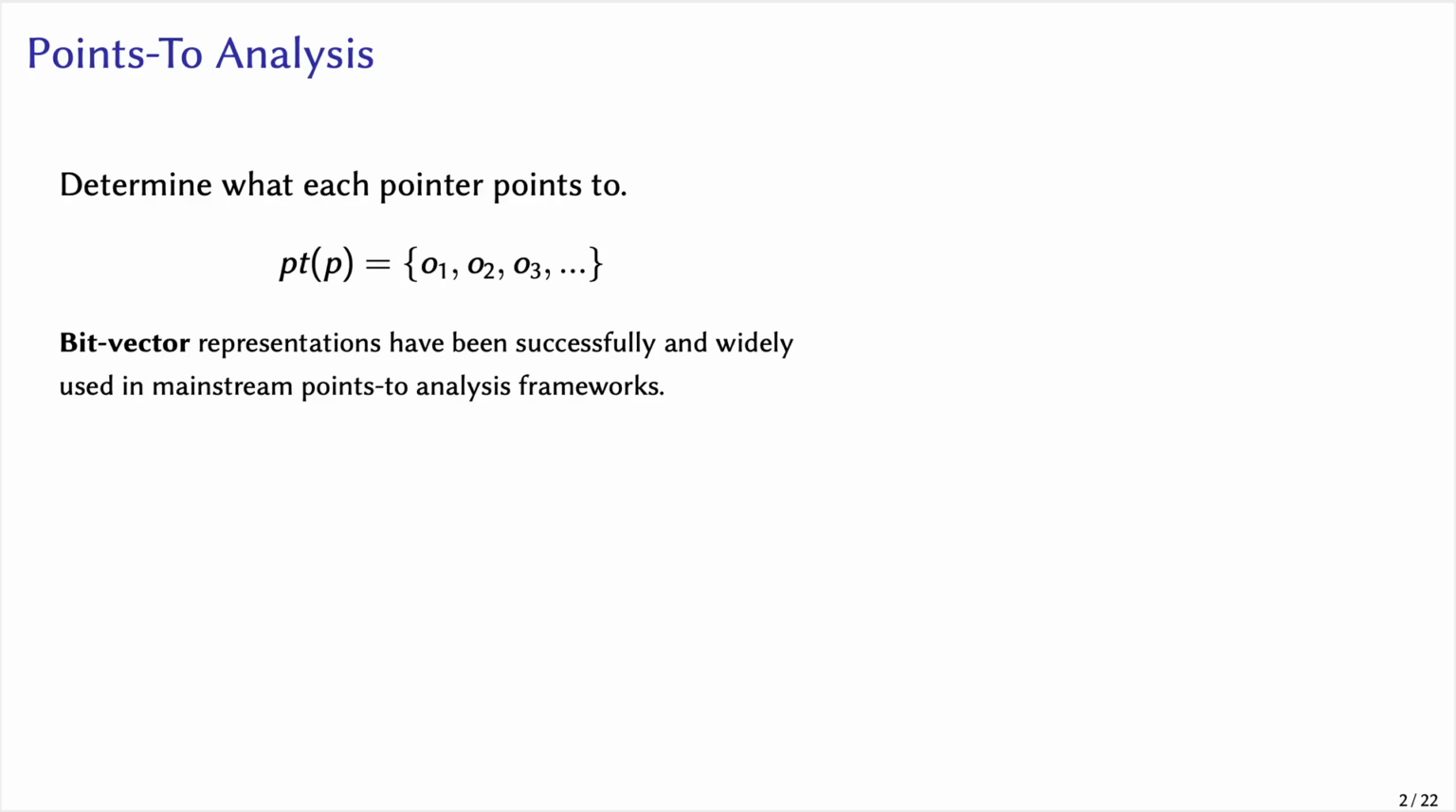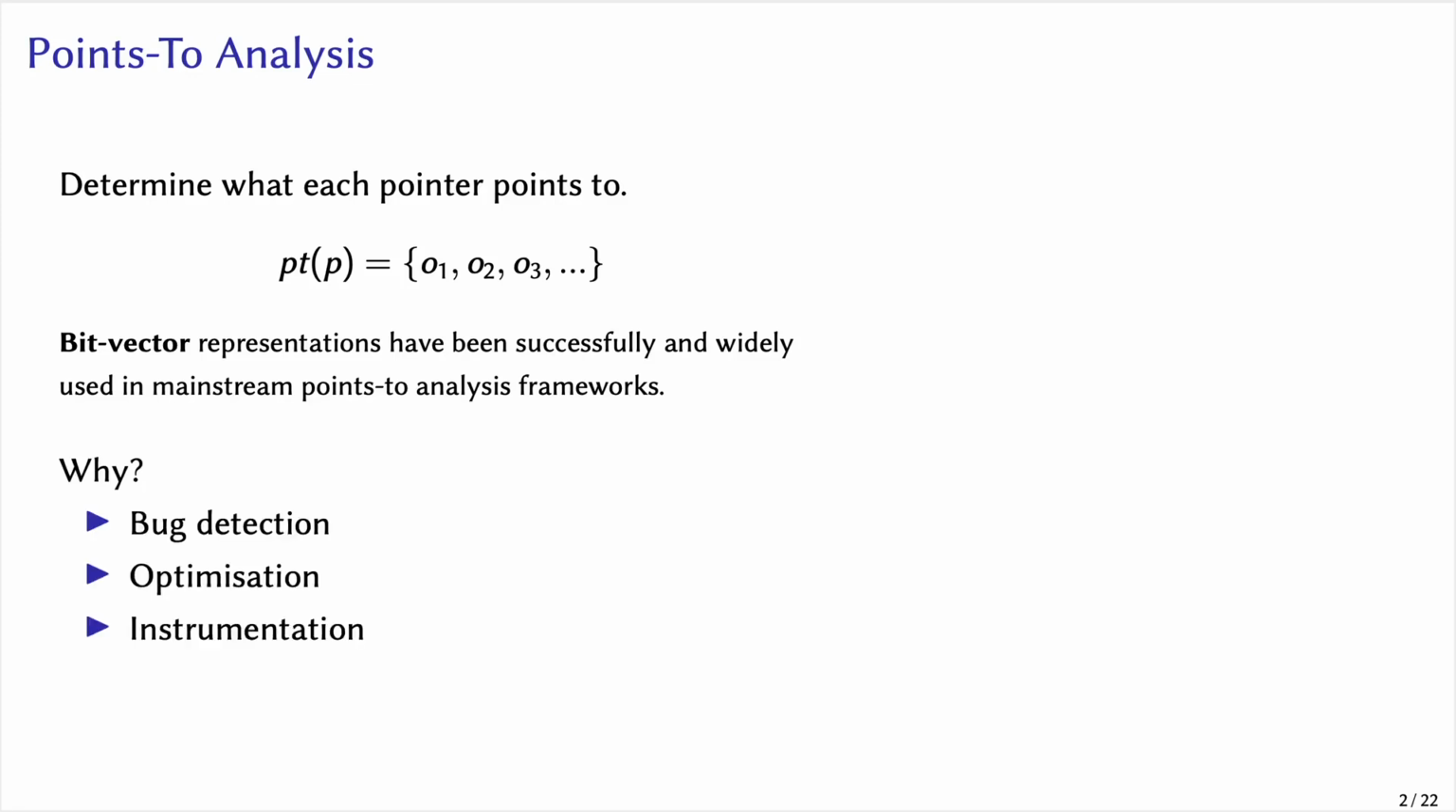First, a quick overview of points-to analysis. The aim of points-to analysis is to determine what each pointer may point to at runtime. The result is a so-called points-to set for each pointer containing the possible points-to targets or memory objects. Bit vector representations of these sets have been successfully and widely deployed in mainstream points-to analysis. Some clients of points-to analysis include bug detection, optimization, and instrumentation.